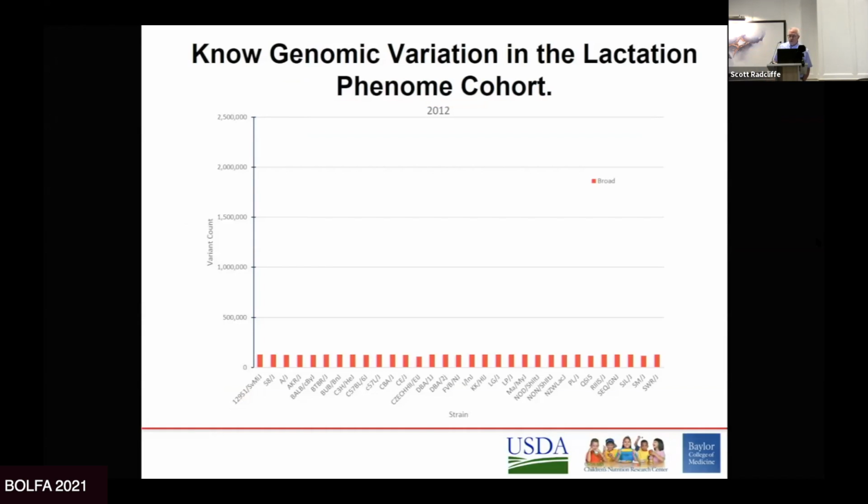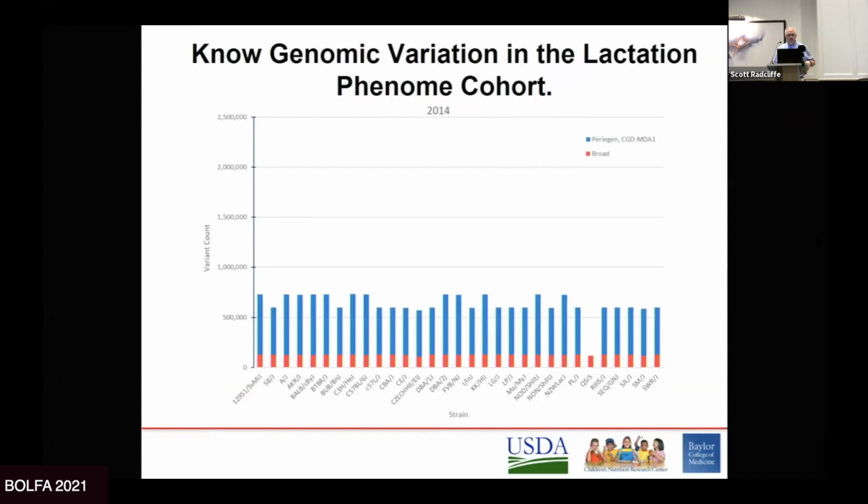There were about 100,000 variants that we knew of, published by the Broad Institute. And these next graphs are going to basically be the same. On the y-axis, you have variant count and the strains on the bottom. So then there was this big effort from Perlegen, and by 2014, that had produced a data set of about 600,000. You can look over on the right, we still had an issue with our high lactation QSI5 strain because no one was really interested in that enough to sequence it.